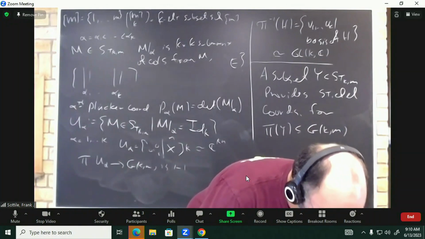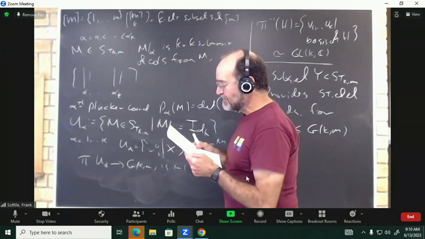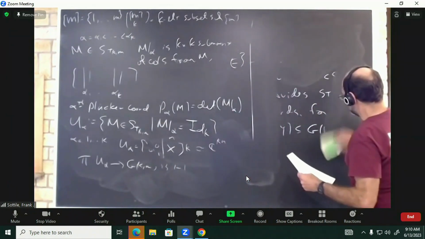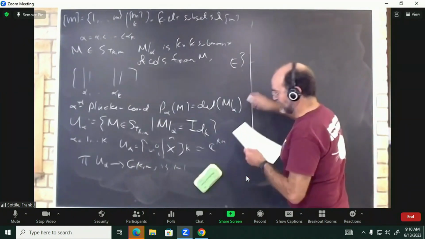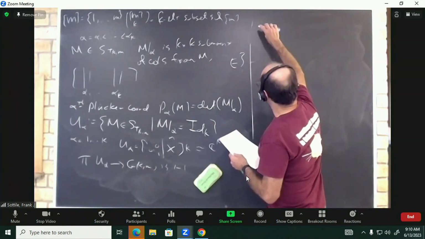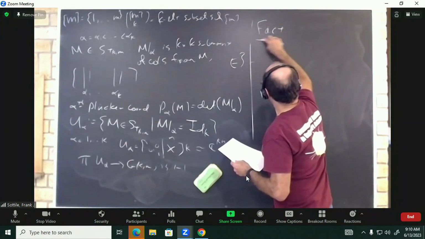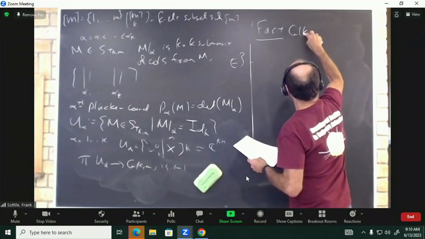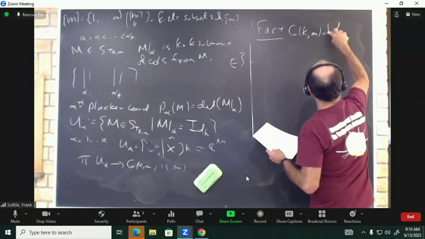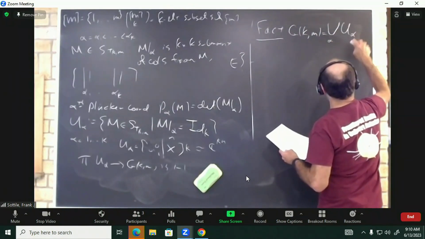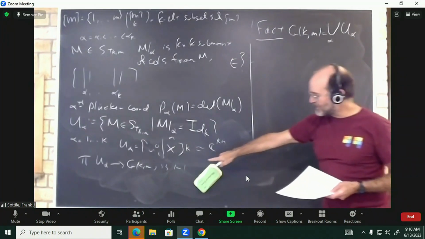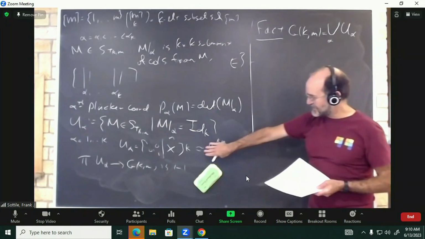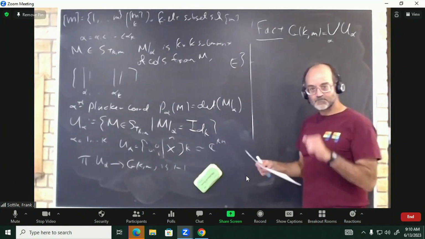Now, here's a fact that follows from what I just said: the Grassmannian of K planes in M space is the union of all these U alpha. Because this map is 1-to-1, I'm going to identify its image in the Grassmannian with this set in the Stiefel manifold. That's also common.